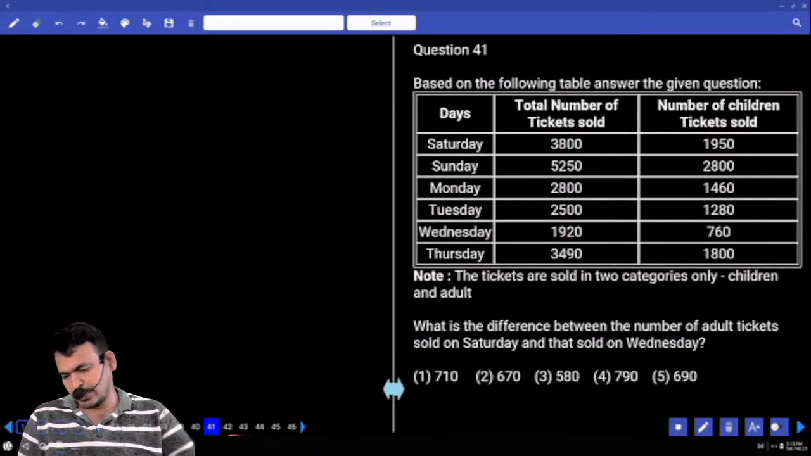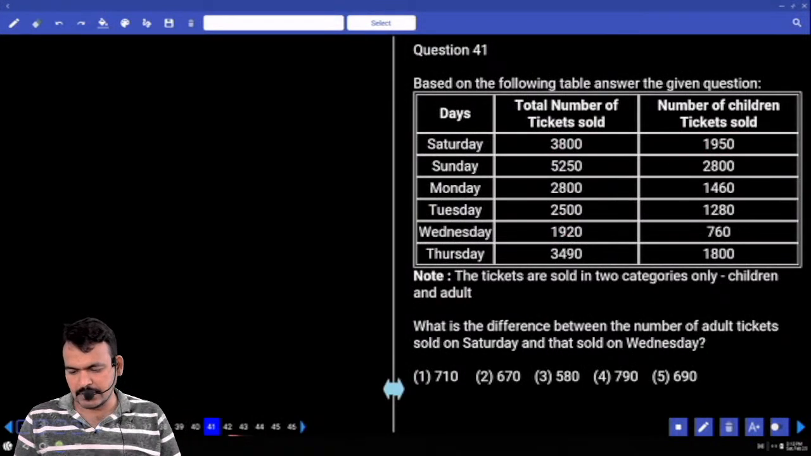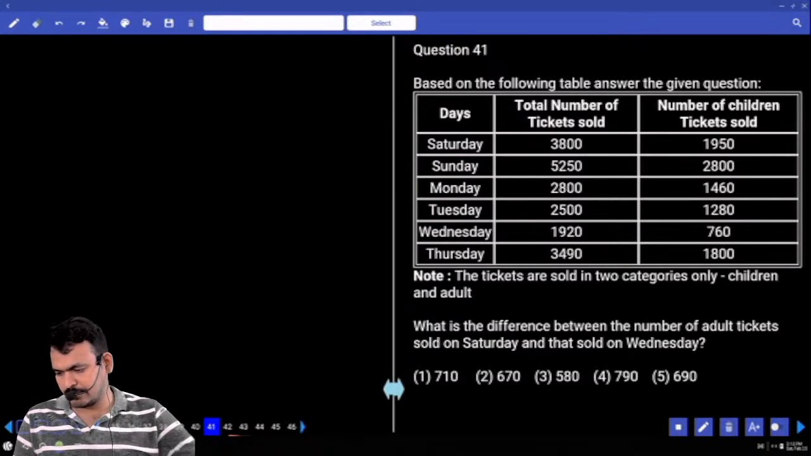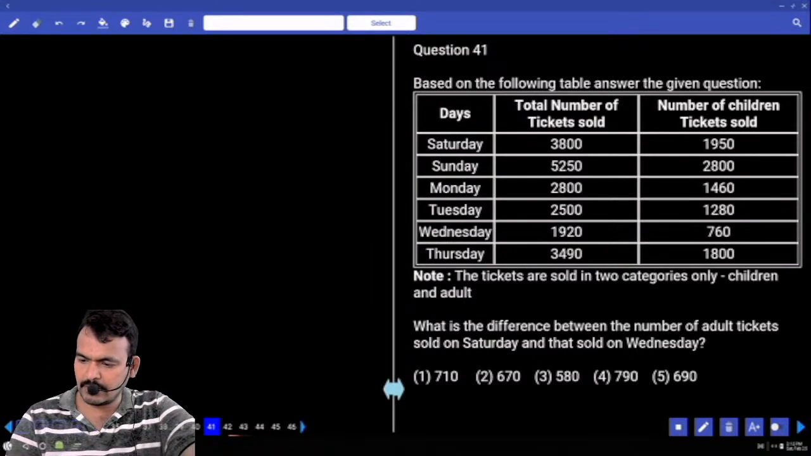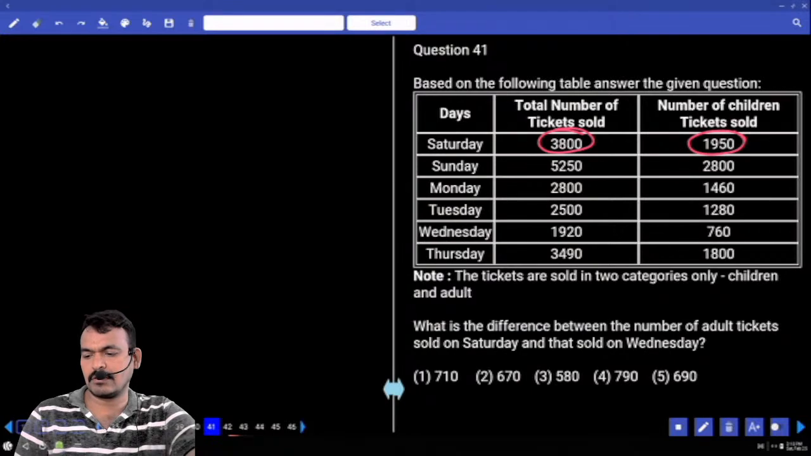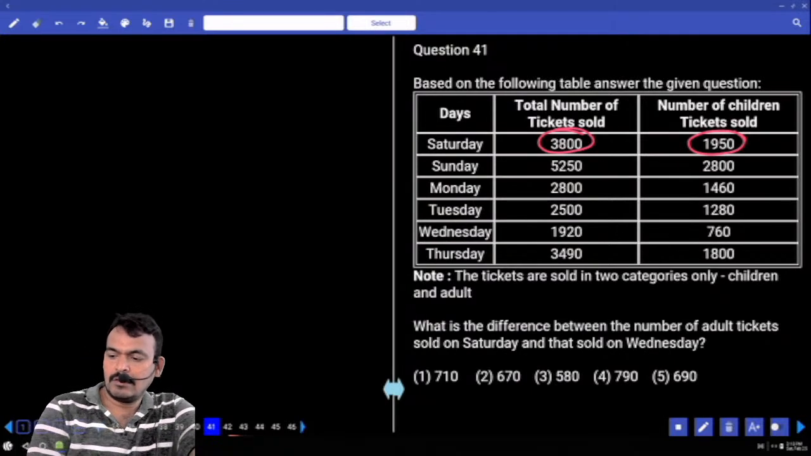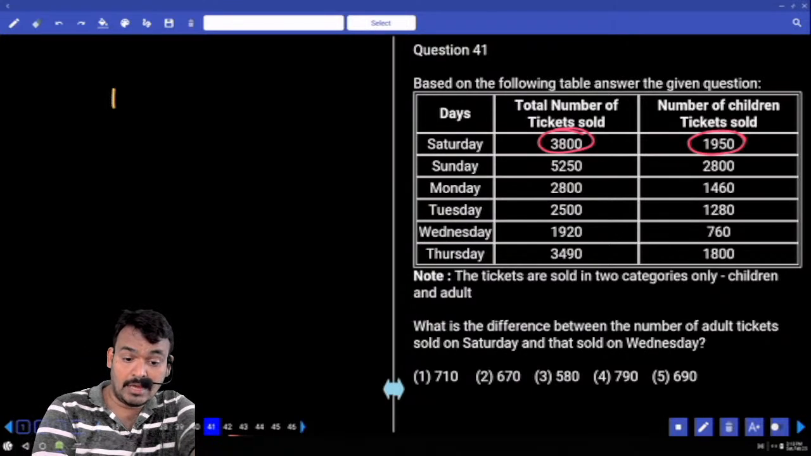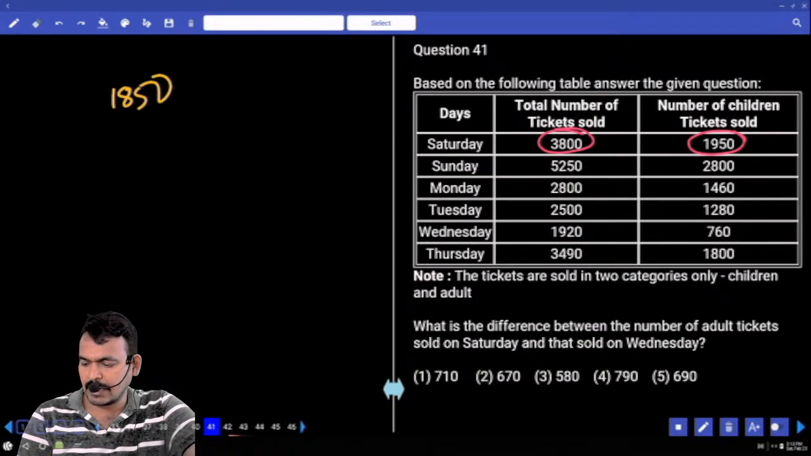What is the first question? What is the difference between the number of adult tickets sold on Saturday and that sold on Wednesday? Saturday total tickets: 3,800. In that, the number of children is 1950. Subtracting, 1850. Those are the adult tickets on Saturday.